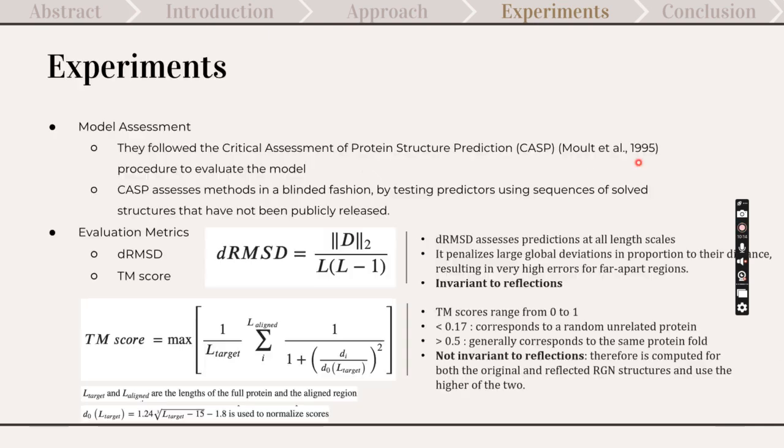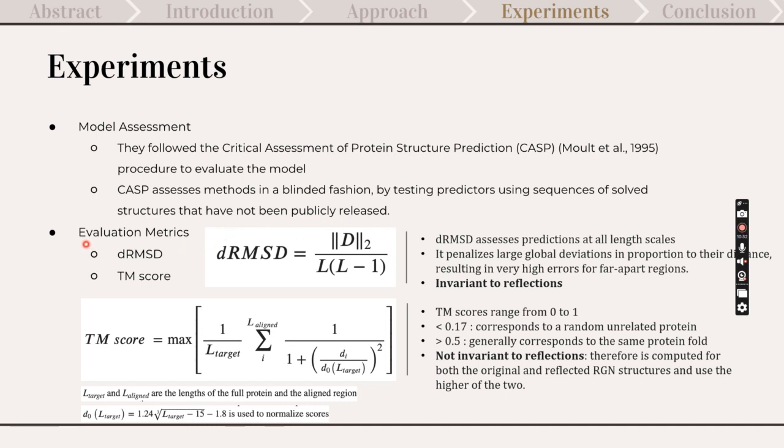Let's talk about experiments. The model assessment follows the Critical Assessment of protein Structure Prediction, shorthand CASP. This is a procedure that assesses prediction methods in a blinded fashion by testing predictors using sequences of solved structures that have not been publicly released.